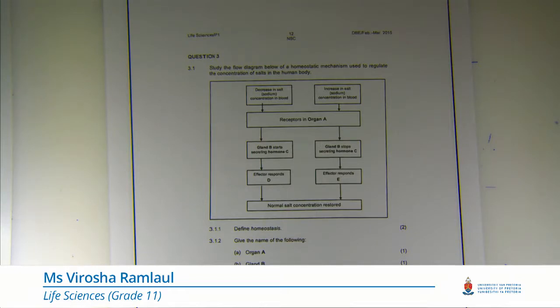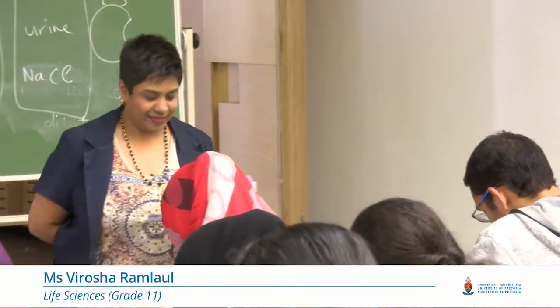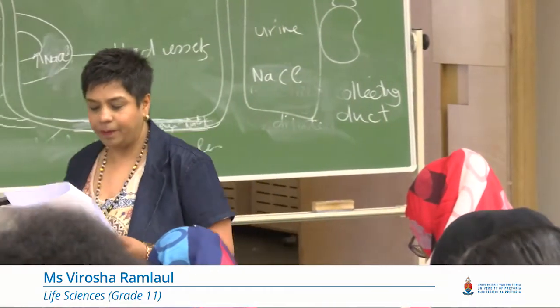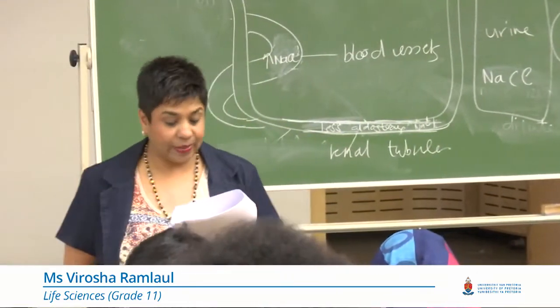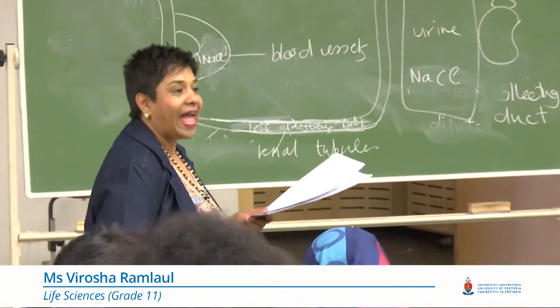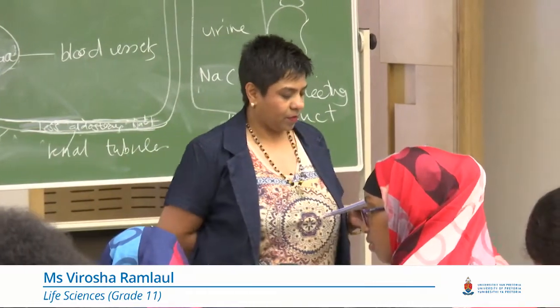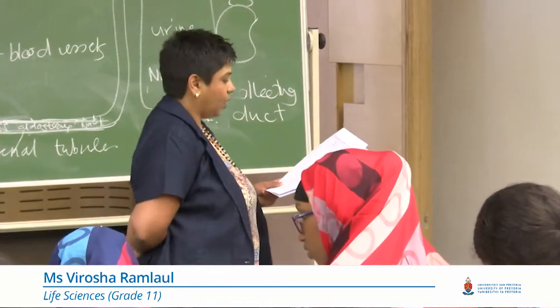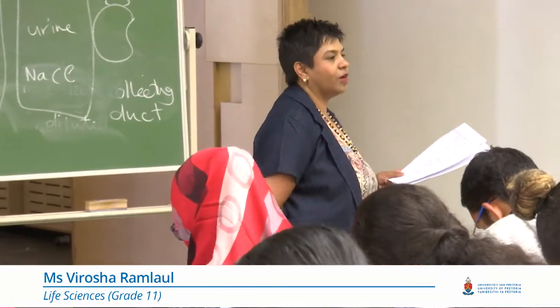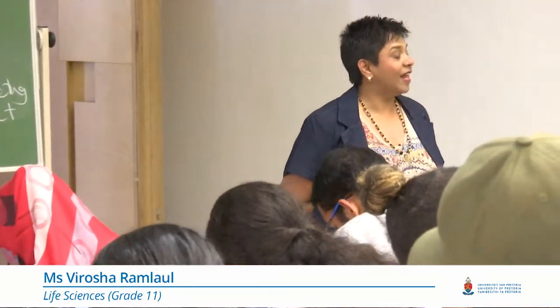You're smiling? Why? I'm smiling inside because the answer's on the board. Organ A, we all have figured out, is the kidney. Gland B, the gland that secretes the hormone, is the adrenal gland. Renal means kidney, ad means on top. We all know the hormone that controls the amount of salt. We all know it as aldosterone.